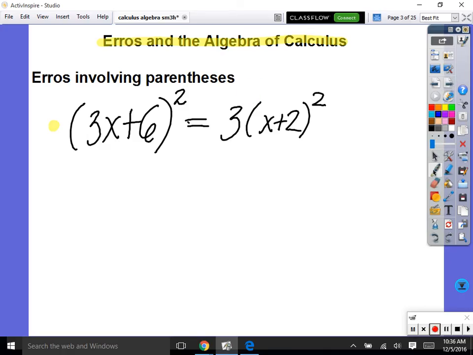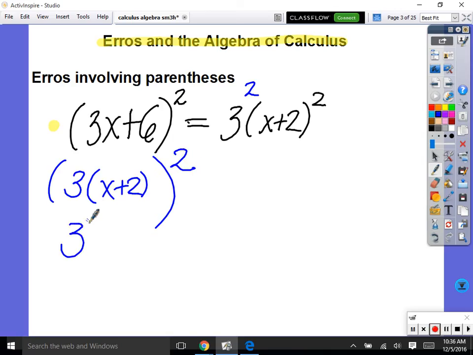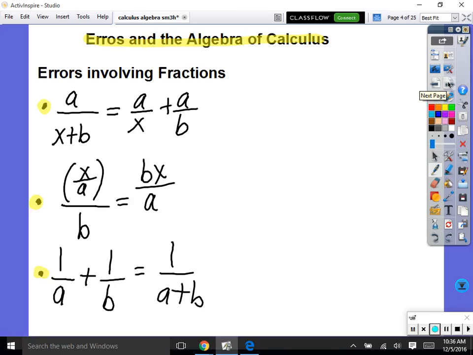Now, here's why, guys. We factored out a 3. That's fine. Left would be x plus 2. That's absolutely beautiful. And then squared. So we know we have to have 3 squared and x plus 2 squared. Everybody comfortable with that? Okay, so just don't make little errors like that. That's what gets people.